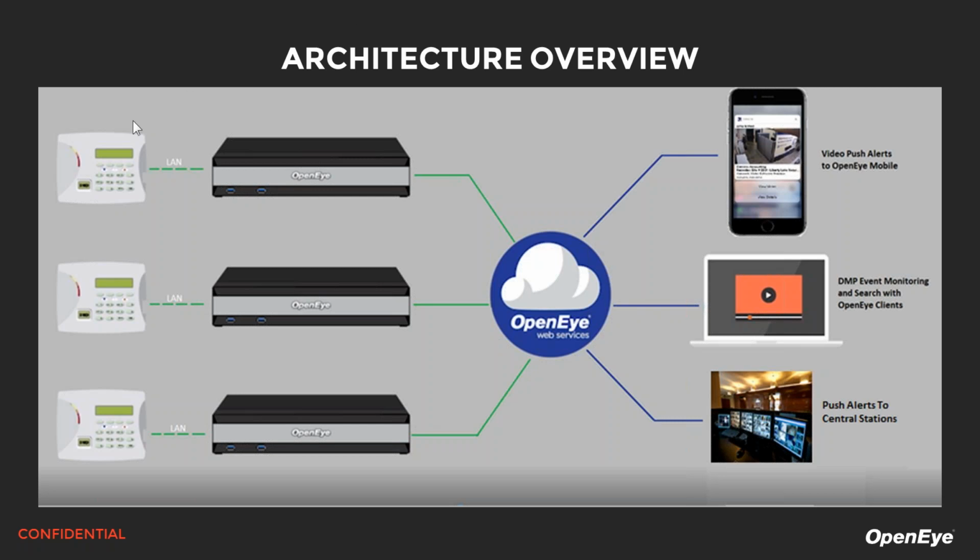So again, very simply, the keypad will send the events over the local area network to the OpenEye recorder, which then relays those through the secure connection up to OWS. The message is then reviewed, and if there's a rule for it, the alert gets sent out based on how it was defined, whether it's a push to mobile, or you're viewing this from the client, or it's going to central station.